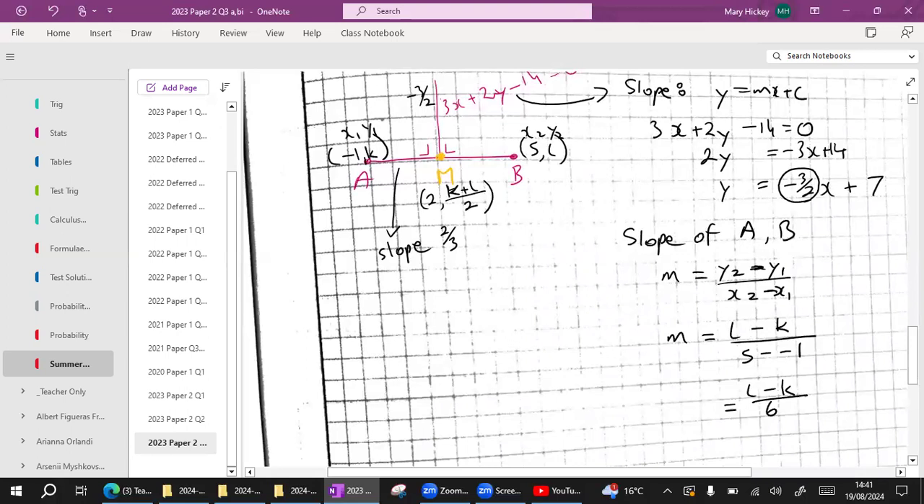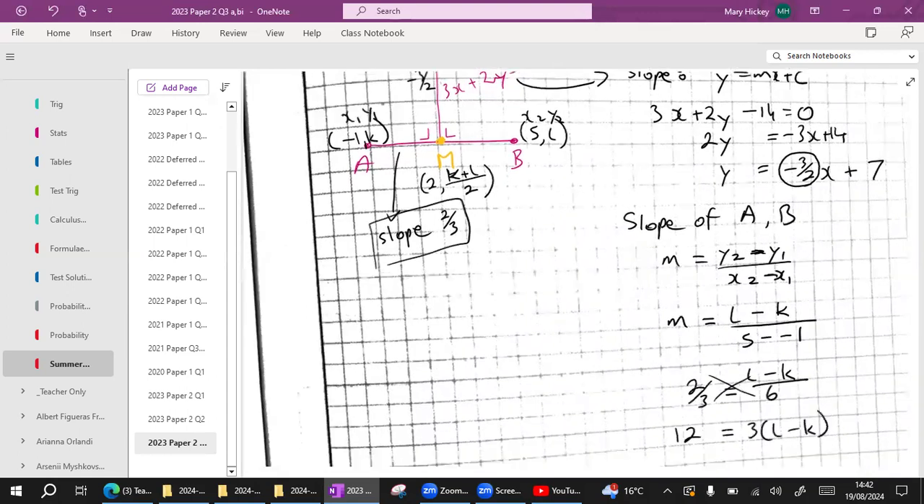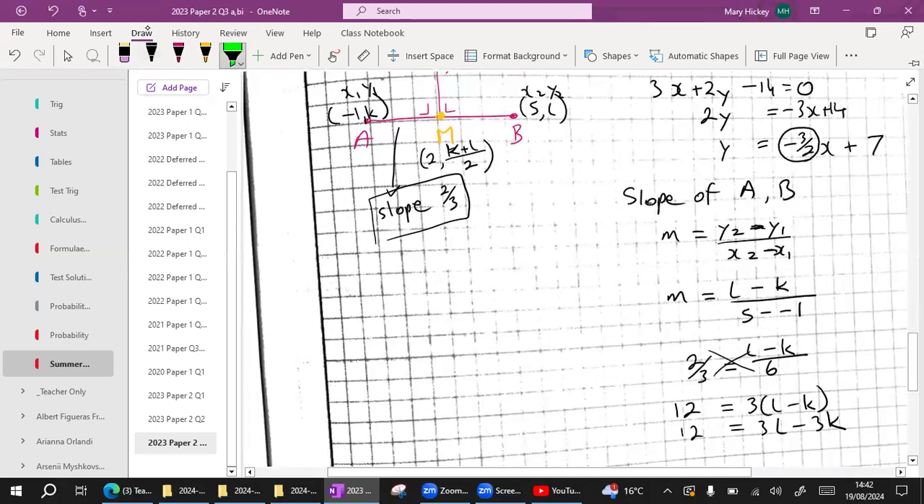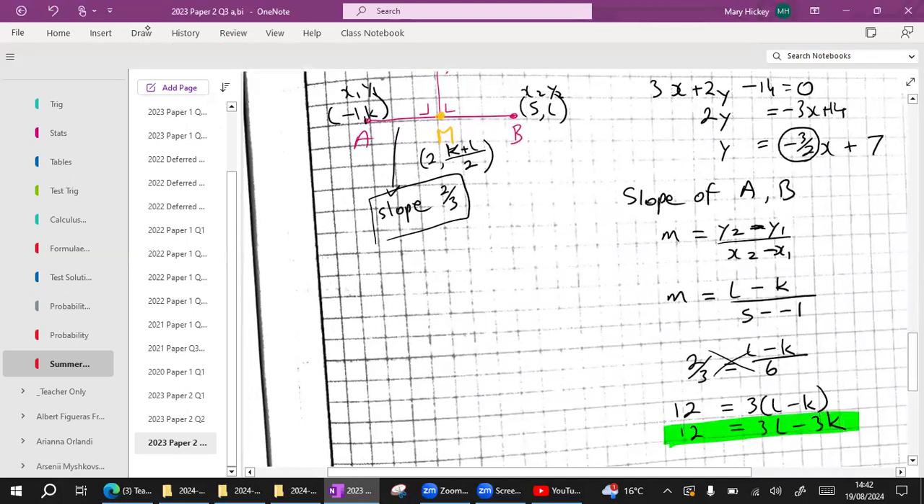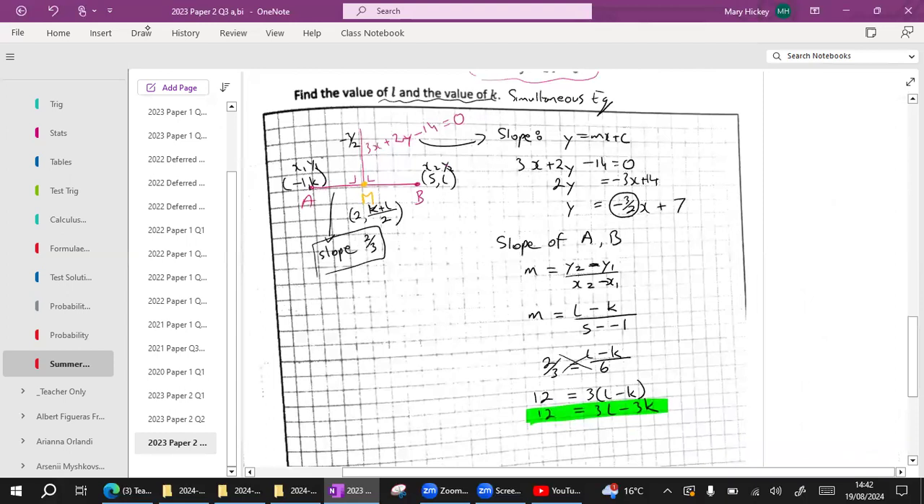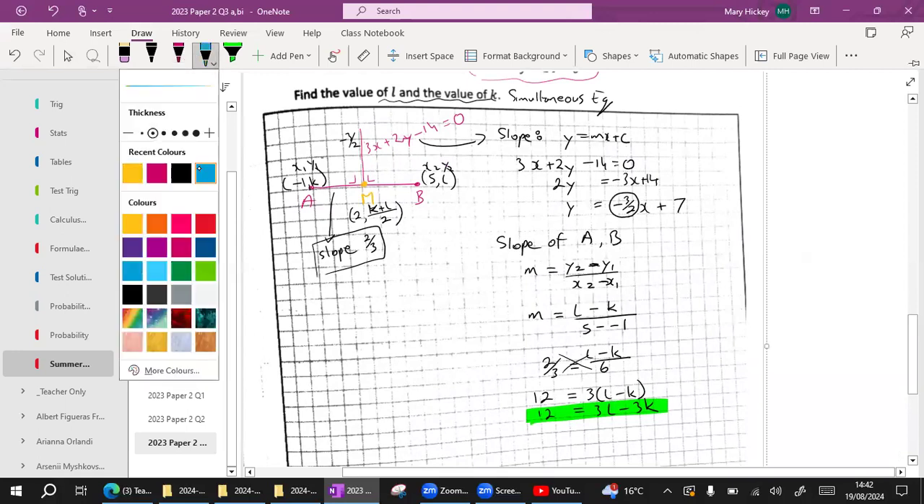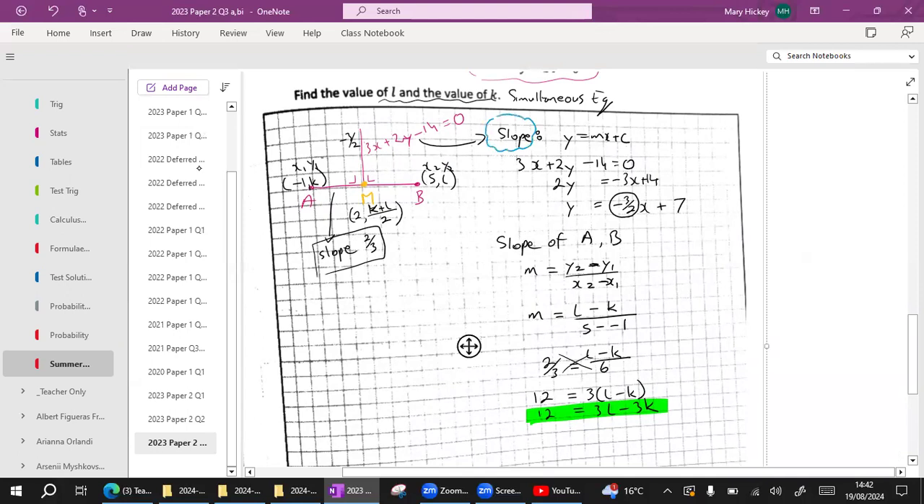Now, I know what m is. I already know the slope is 2/3. So if I cross multiply, I get 2 by 6 is 12, and then 3 by (L minus k). So I discover 12 is equal to 3L minus 3k. Now this becomes one part of my simultaneous equation. Just to reiterate, the slope is what I focused on first, and that helped me get one equation.